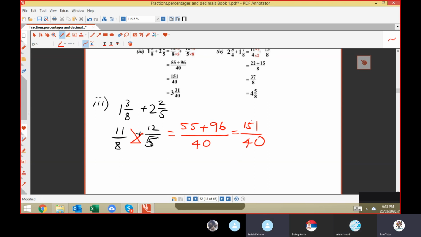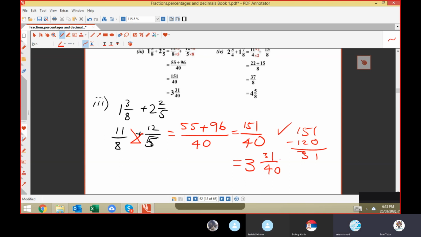And then again, if you wanted this as an improper fraction, well, full marks. If the question said, no, we want it as a mixed numeral, how many times does 40 go into 151? Well, it goes into it 3 times because that's 120. And then 151 minus 120, 31. So you got 31 over 40.